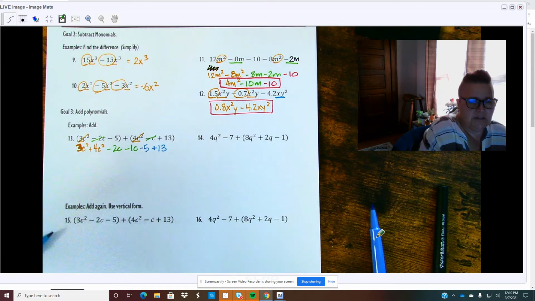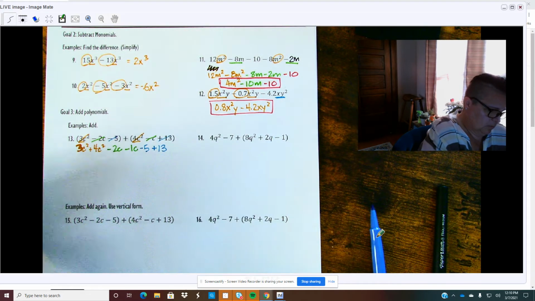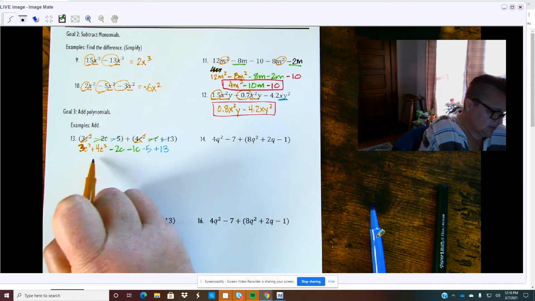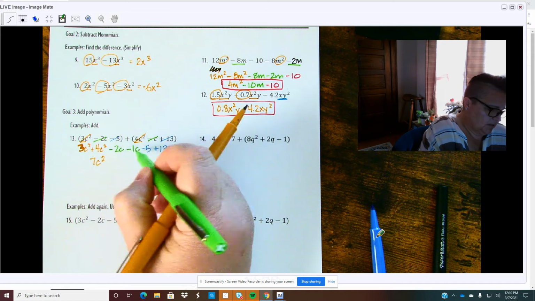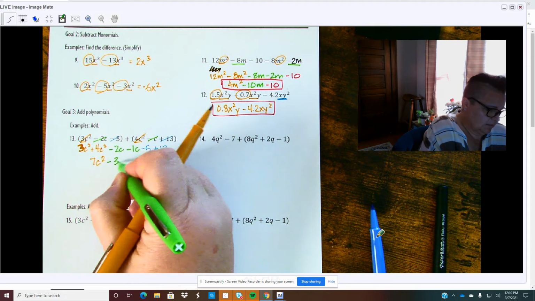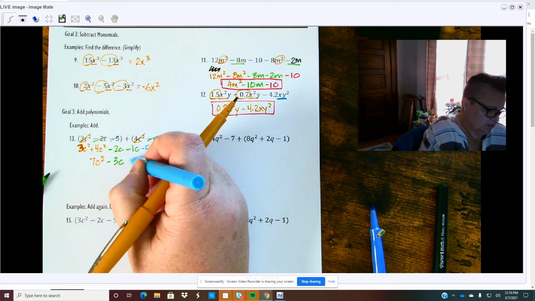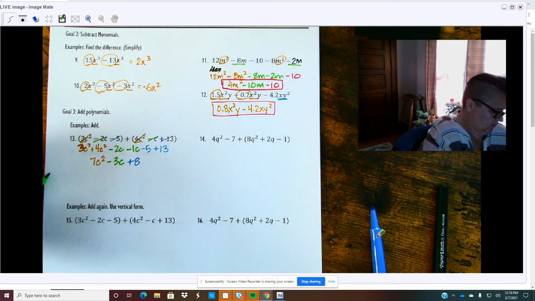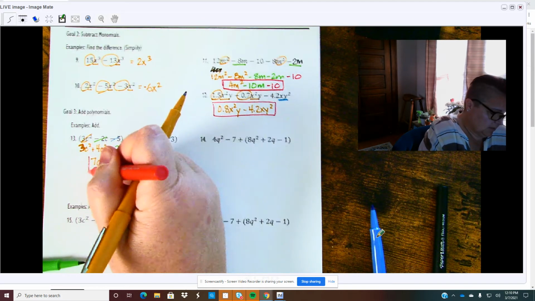So now I'm just going to go ahead. Oh, I didn't draw through those. I might draw through those. All right, 3c squared plus 4c squared is 7c squared. Minus 2c minus 1c is minus 3c. And I've got a minus 5 plus 13, which is 8. I cannot combine a c squared with a c, so this is it. I'm done.